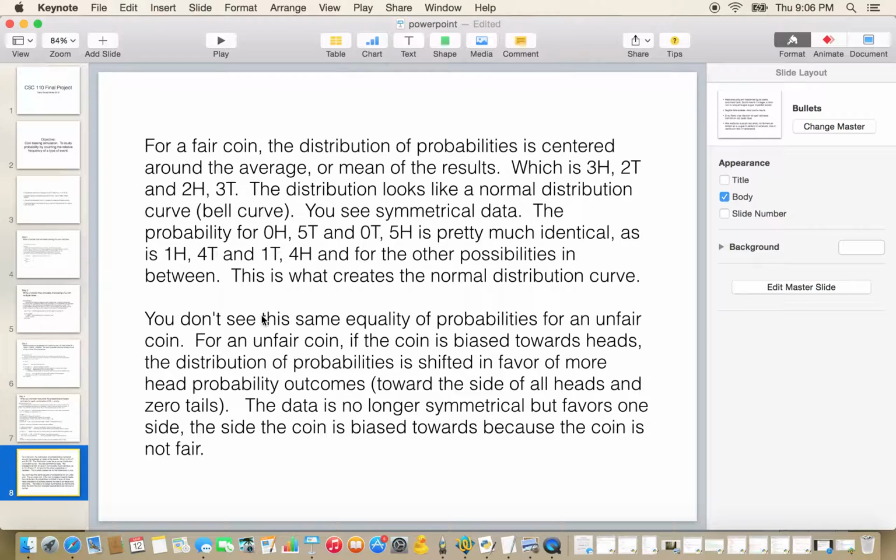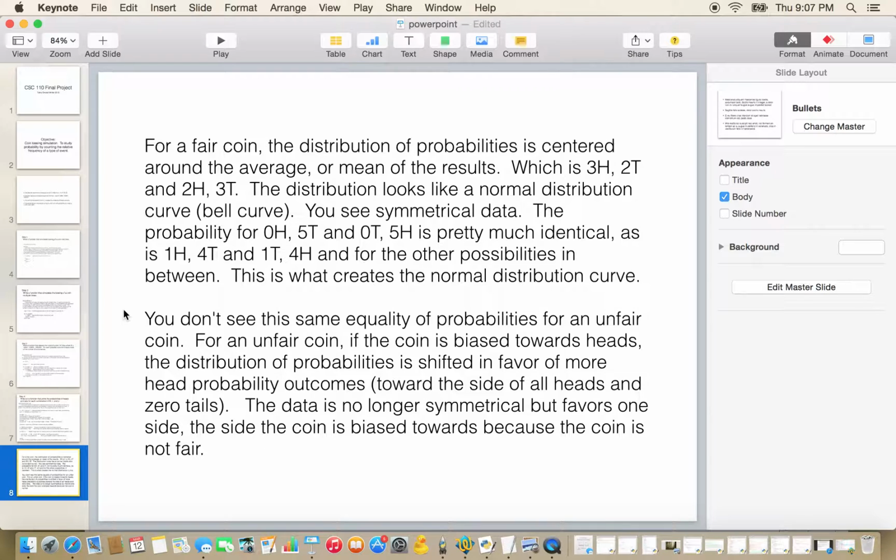Now I just want to discuss how I can use my results to judge a coin to be fair or not. For a fair coin, you could see that the distribution of the probabilities was centered around the mean of the results, which for the 5 coin toss was 3 heads, 2 tails, and 2 heads, 3 tails. The distribution looked like a normal distribution curve, or a bell curve, with very symmetrical data. So it was very obvious that it was a fair coin. The probability for 0 heads, 5 tails and 0 tails, 5 heads was pretty identical, and so was 1 head, 4 tails and 1 tail, 4 heads, and then 2 heads, 3 tails and 3 heads, 2 tails. So it's very symmetrical, which created that bell curve, and you can tell it was a fair coin.